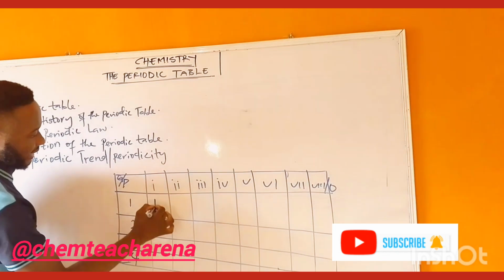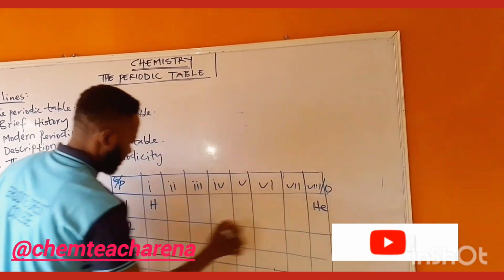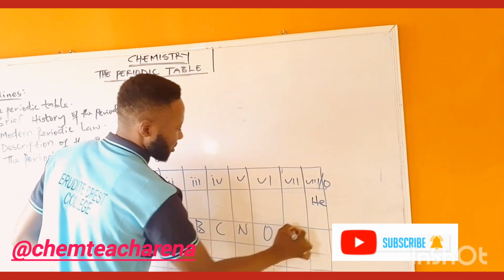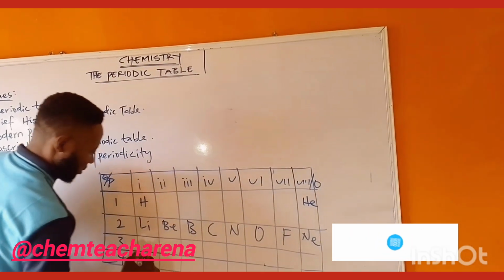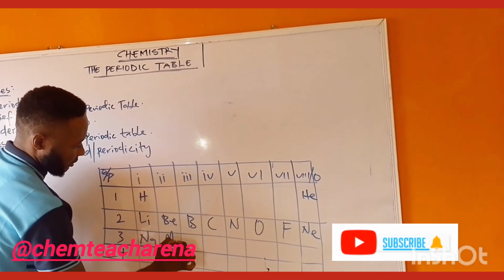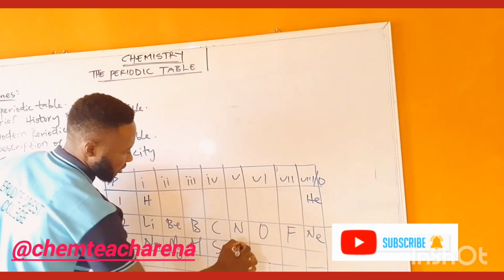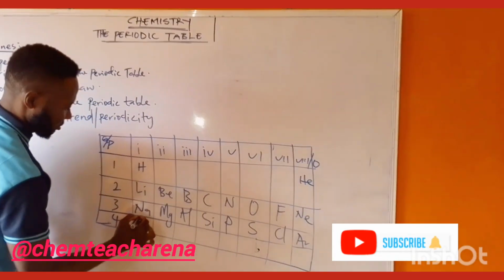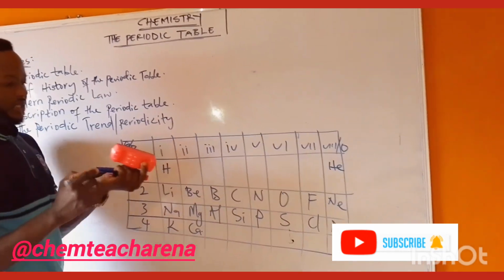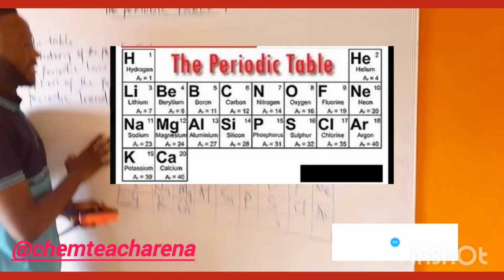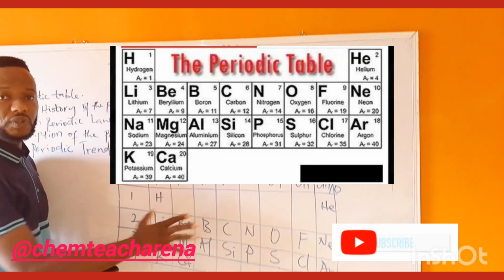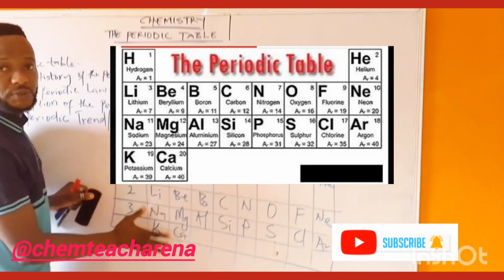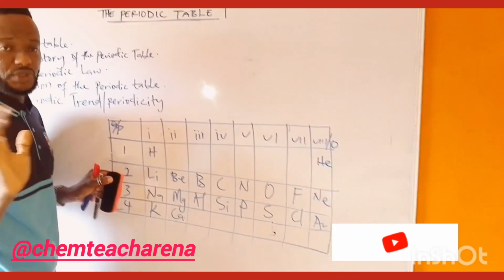So we now have hydrogen, helium, lithium, beryllium, boron, carbon, nitrogen, oxygen, fluorine, neon. Then we have sodium, magnesium, aluminium, silicon, phosphorus, sulfur, chlorine, argon, potassium, calcium. Now, this is the first 20 element periodic table.